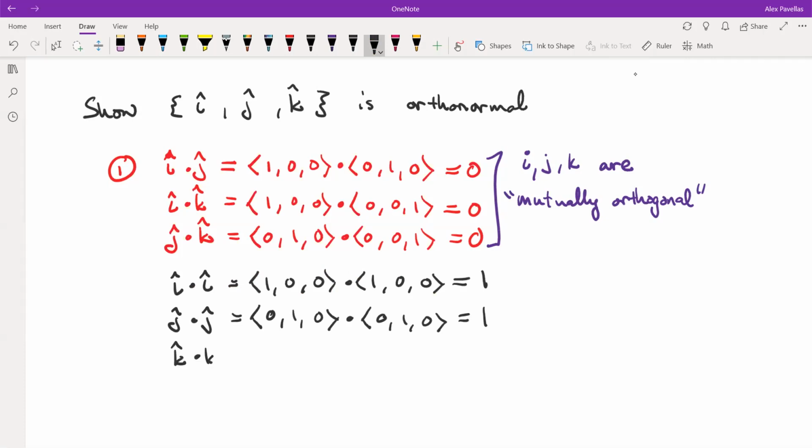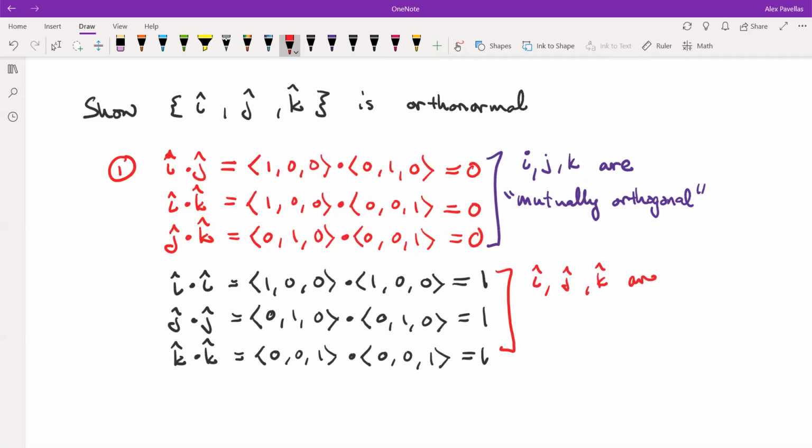You won't be shocked to find out that it is in fact also (0, 0, 1) dotted with (0, 0, 1). That is 0 plus 0 plus 1. That's 1. All right, cool. So this bit right here shows that i, j, and k are all unit vectors. They're normalized. So now we have shown that the standard basis for R3, i, j, k, is in fact orthonormal.